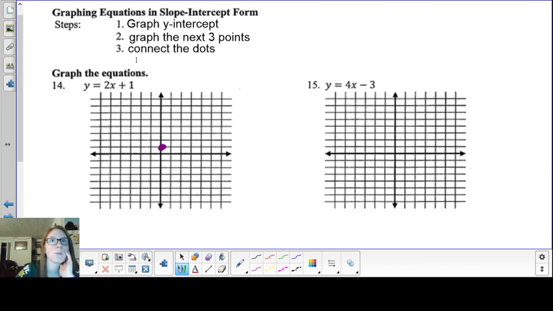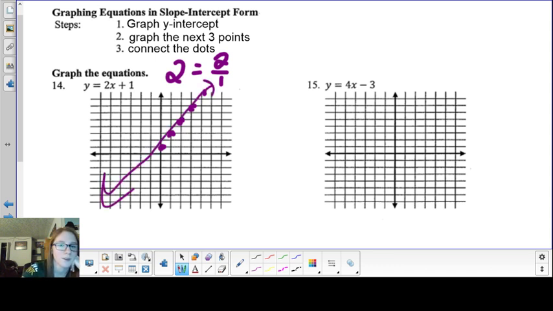Next, I'm going to graph 3 points by using my slope. If my slope is 2, we know that's 2 over 1. So I'm going to go up 2 to the right 1. That's 1 point. Now, from that same point that I just did, I'm going to go up 2 more to the right 1. That's 2. Up 2 more to the right 1. And next, I'm going to connect my lines. Connect the dots. Again, it's a lot easier for you to make a nice straight line than it is for me and my computer.